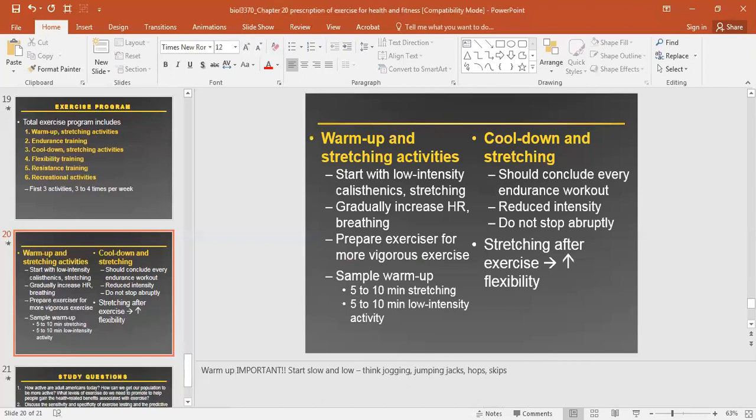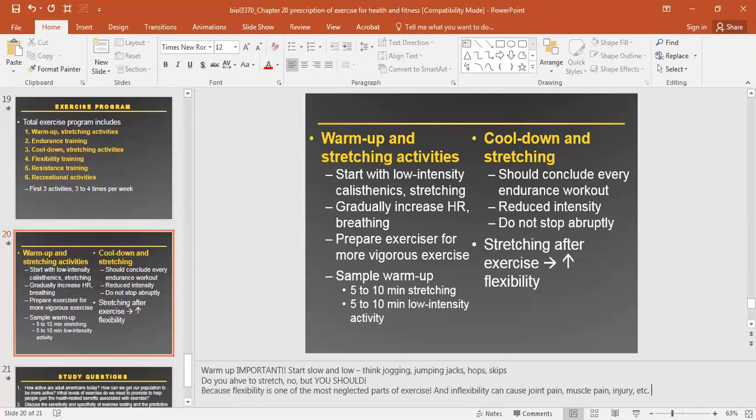And the cool down is just as important. You should conclude every workout, every endurance workout, with a cool down. Do you have to stretch? No. But you should, because flexibility is one of the most neglected parts of exercise. And inflexibility can cause joint pain, muscle pain, injury, etc. So being flexible is one of the best things that you can do for yourself.